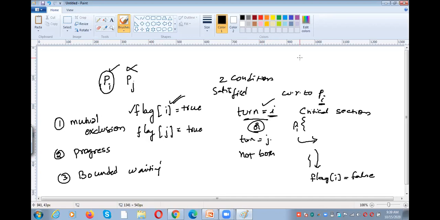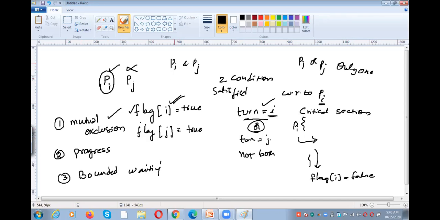Either turn is set to I or turn is set to J. That means only PI or PJ, only one process at a time, enters into the critical section. Okay, so mutual exclusion is satisfied. What is the next one? Progress. Whenever there are some processes, PI and PJ here in our example, that wish to enter into the critical section, right? Flag I equal to true and flag J equal to true.